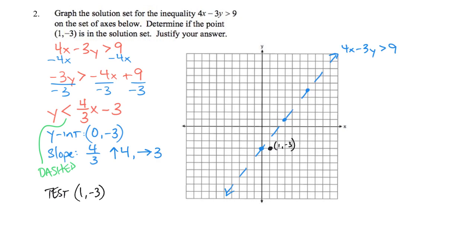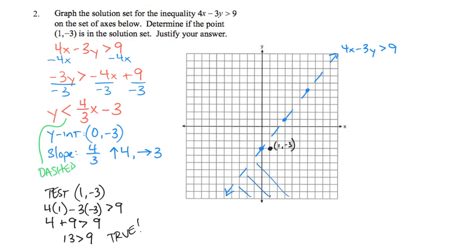I'm going to plug it in just like I did any other point, like when we were doing (0, 0). I'm going to plug in 1 for x and -3 for y, and I want to see if that's greater than 9. So this is 4, and -3 times -3 is +9. And so 13 is greater than 9. That is true. So that means this point right here, (1, -3), is in the solution set.